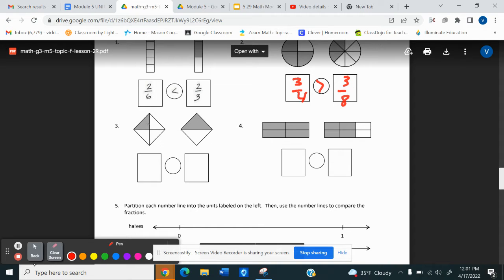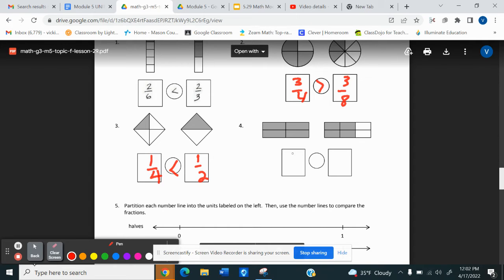Now let's move to the next set. Here we go. We have 1 and 4 total parts. So 1/4, 2 total parts, 1/2. And it's clear that 1/4 is less than 1/2.